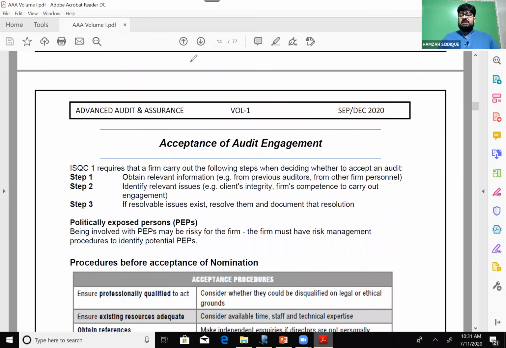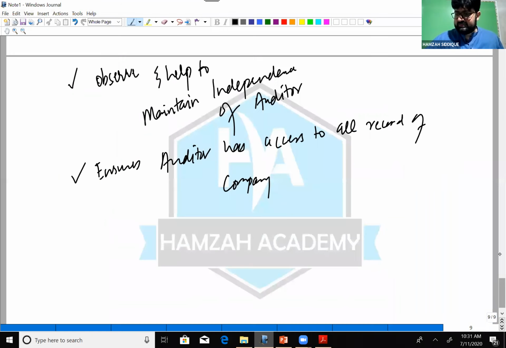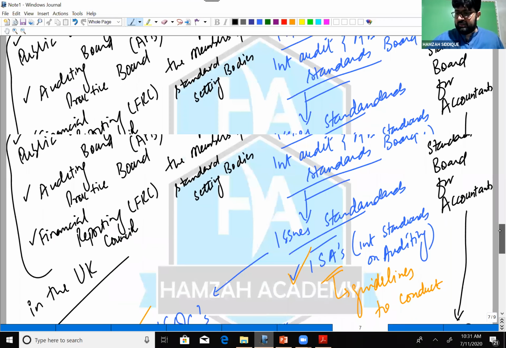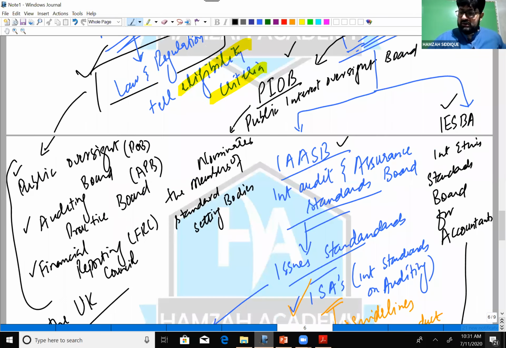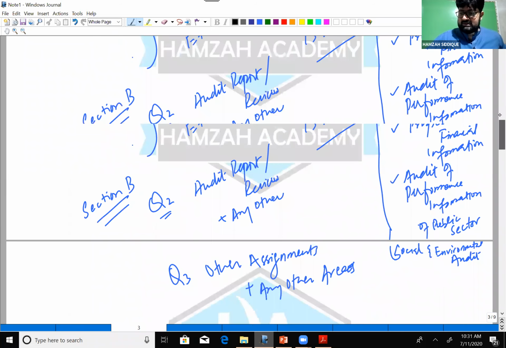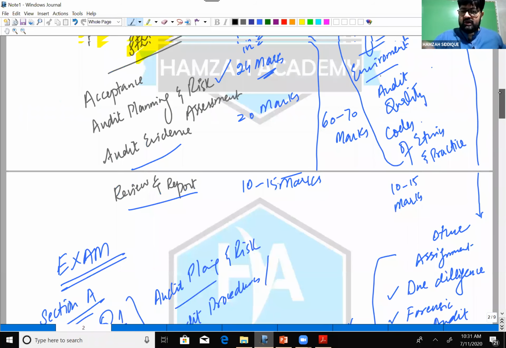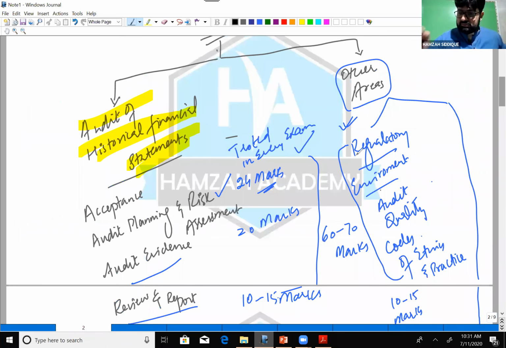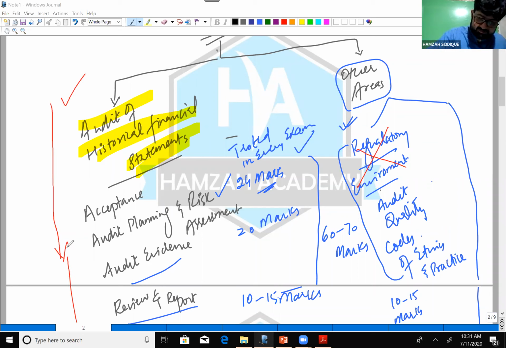Now students, it is time for starting the next area. We have done this part from the syllabus, the syllabus I wrote here. Done. Now what we will be doing is starting from the audit of historical financial statements. We will cover all this first because it is a major audit portion.